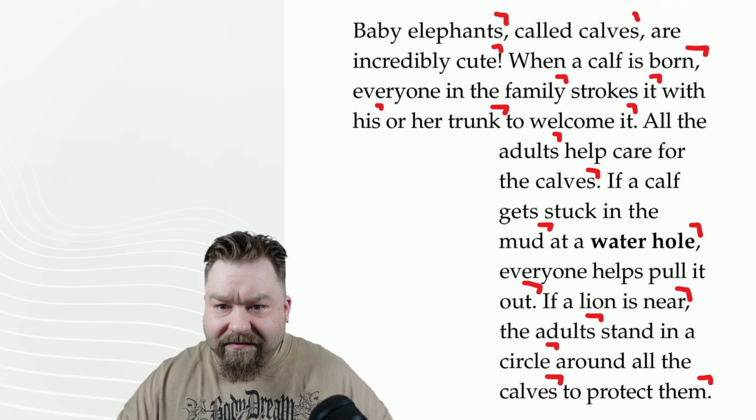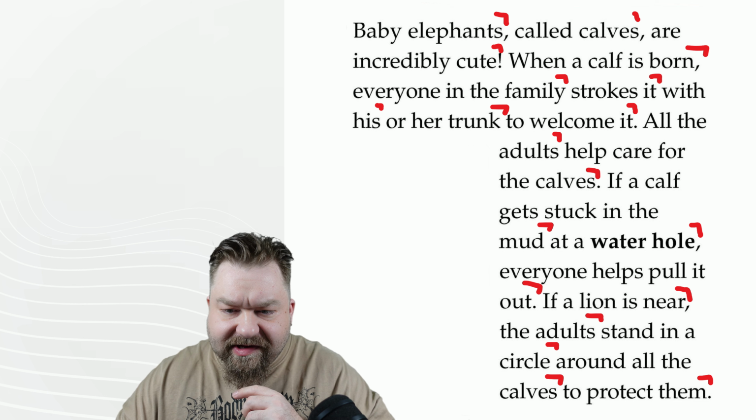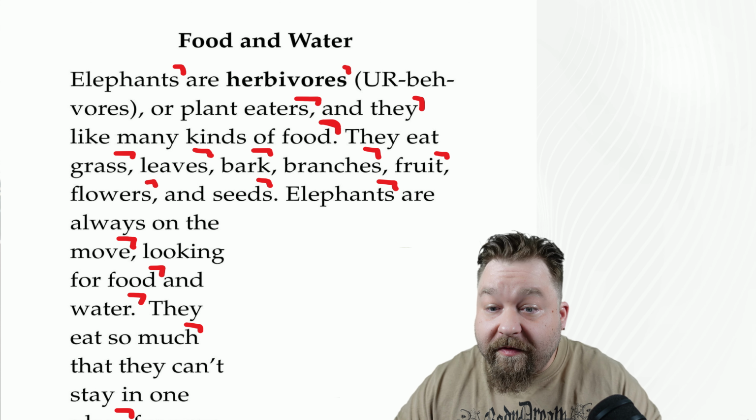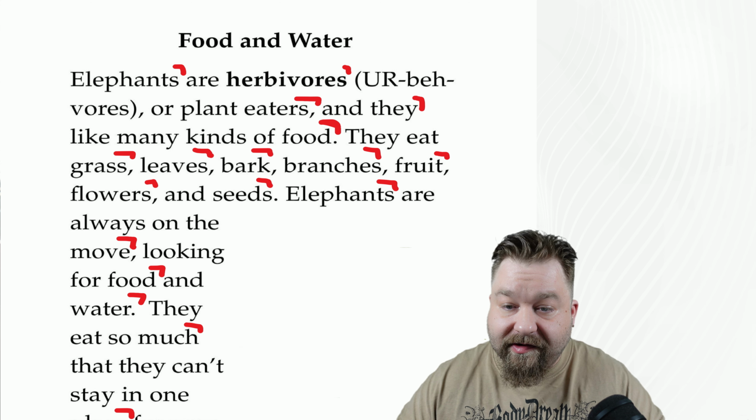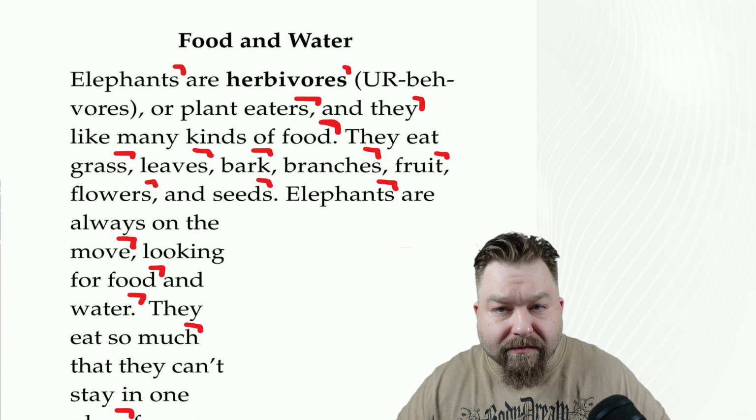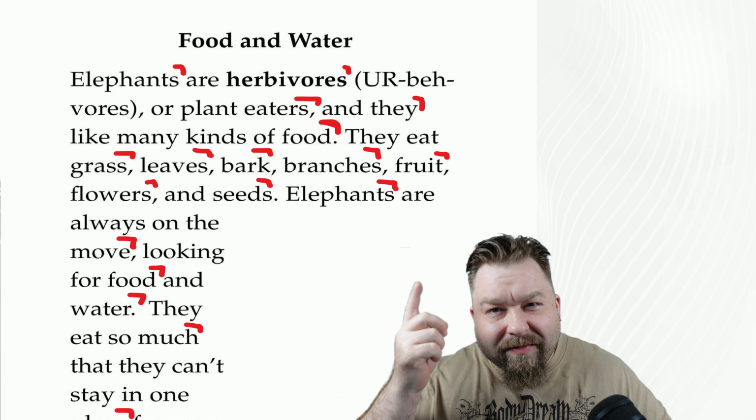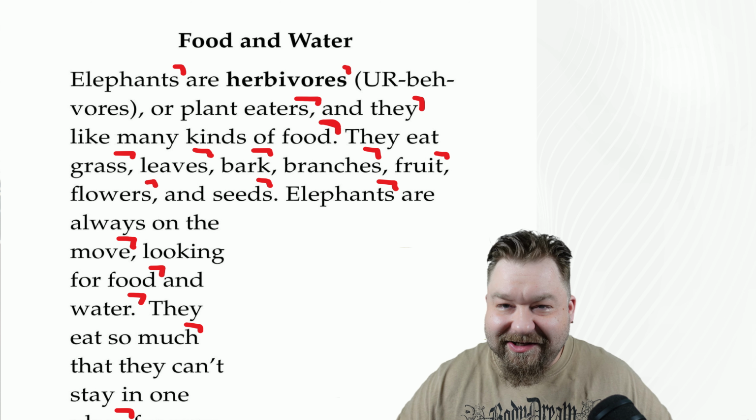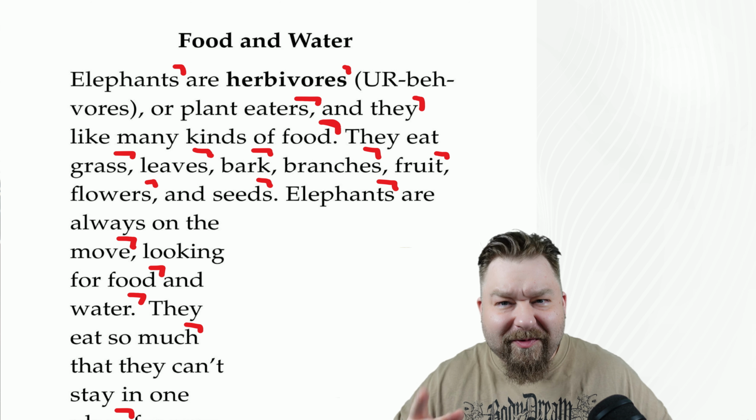Elephants are really awesome. Everything was easy on this one. Let's go to the next page. Elephants are herbivores, or plant eaters, and they like many kinds of food. That sounded funny. My brain wanted to help you say herbivores. Herbivores. So I kind of screwed up the sentence there. But we'll try it again, okay?